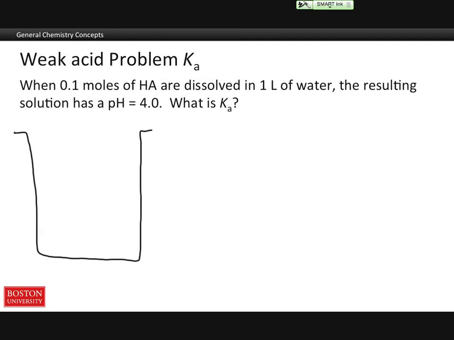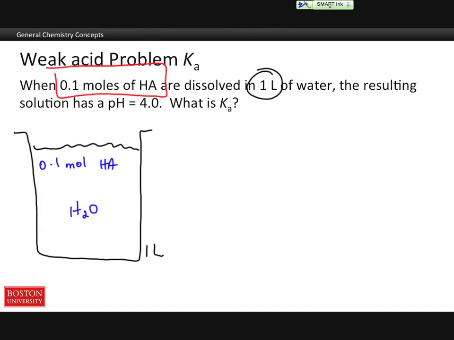So here we draw our little cartoon of a beaker, and we see that it's a 1 liter solution, so we'll write the volume down here. And now we look to see what's inside the beaker. According to the problem, we have 0.1 moles of some generic acid HA, so we'll write that, 0.1 moles of HA, and there's also a lot of water.